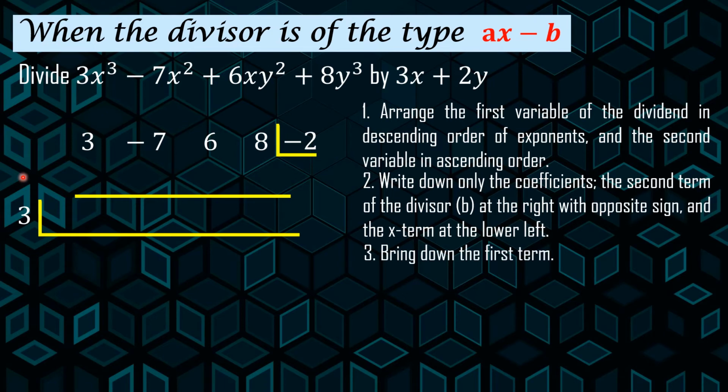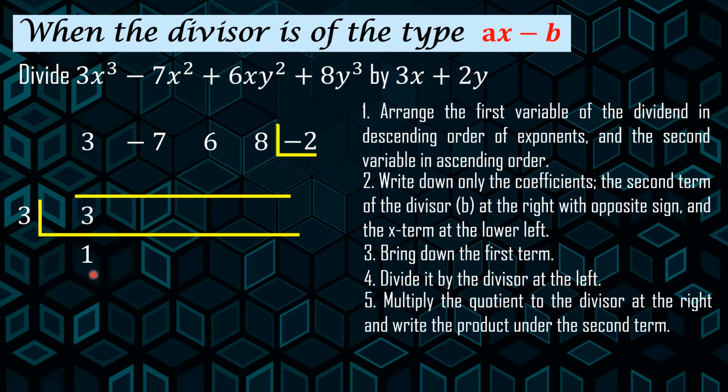Bring down the first term. So, since the first term here is 3, so let us bring down 3. And then, divide it by the divisor at the left. So, 3 divided by 3 is 1. So, dito natin ilalagay ang quotient which is 1. Fifth step is to multiply the quotient to the divisor at the right and write the product under the second term.